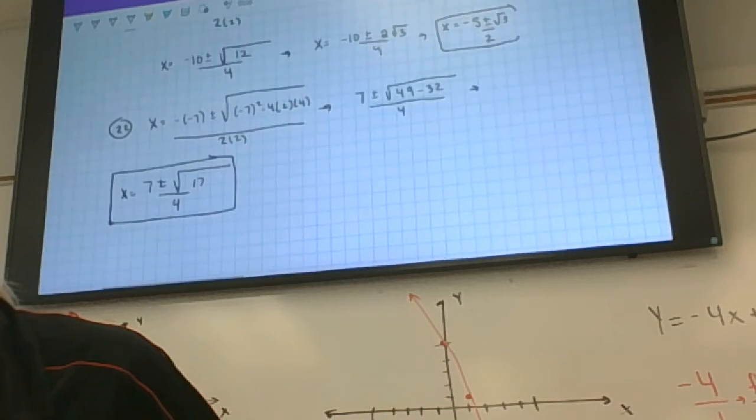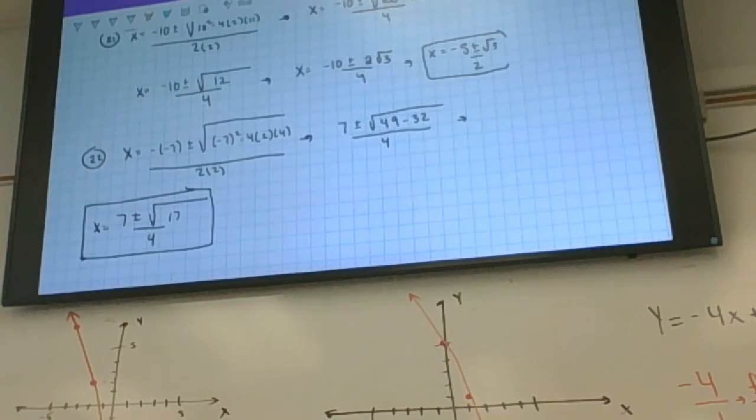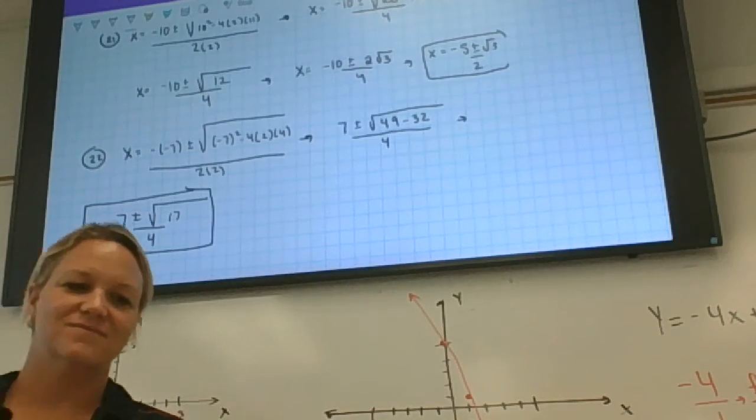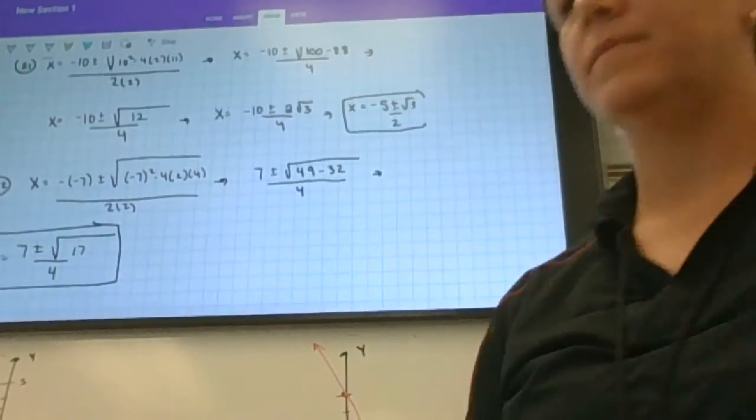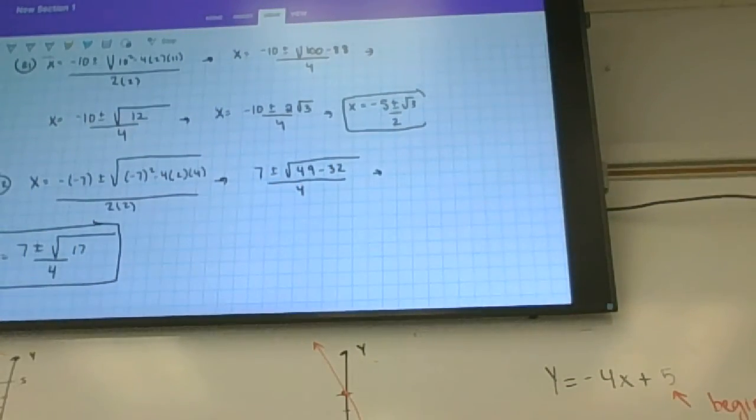And here's 22. You can't divide it before you square root it. The 2 isn't under the radical bar. So that's what it is. Leave the 60 under there. Anybody, questions? Okay, no questions.